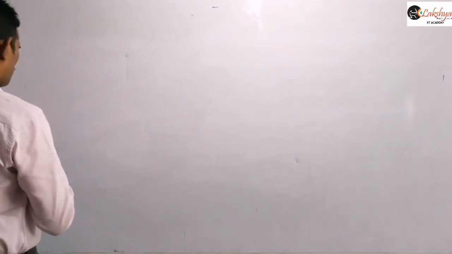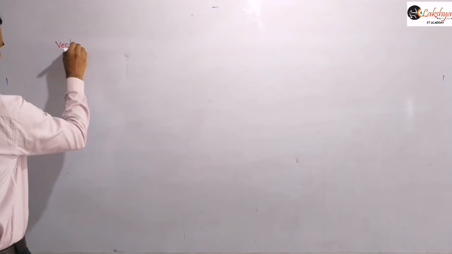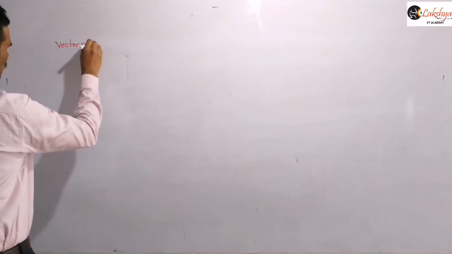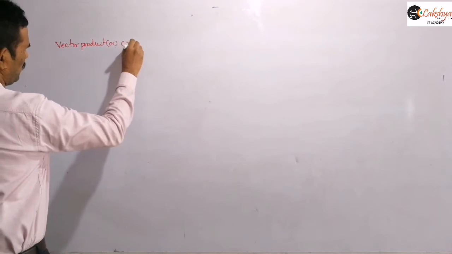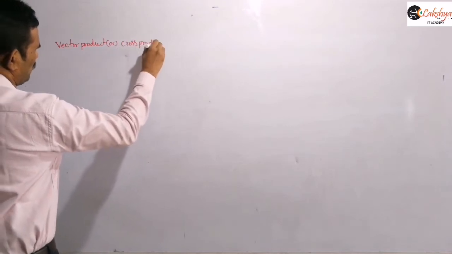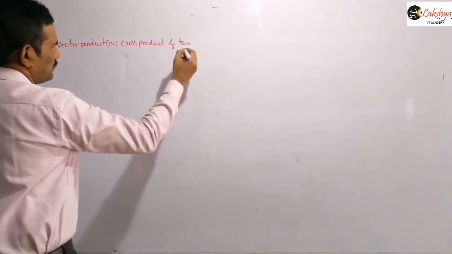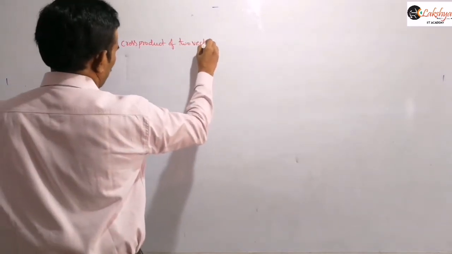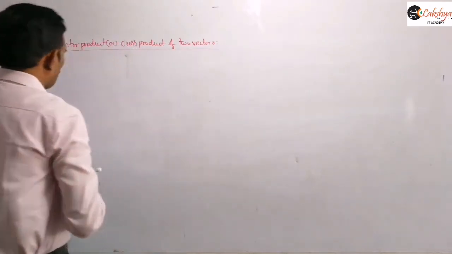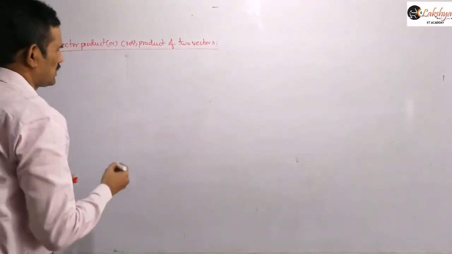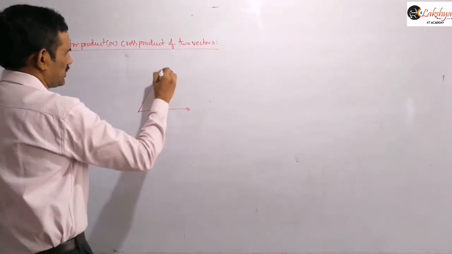So, cross product, which is also said to be the vector product, or cross product of two vectors. As we discussed in our previous class, the cross product of two vectors gives a vector quantity, another vector quantity.